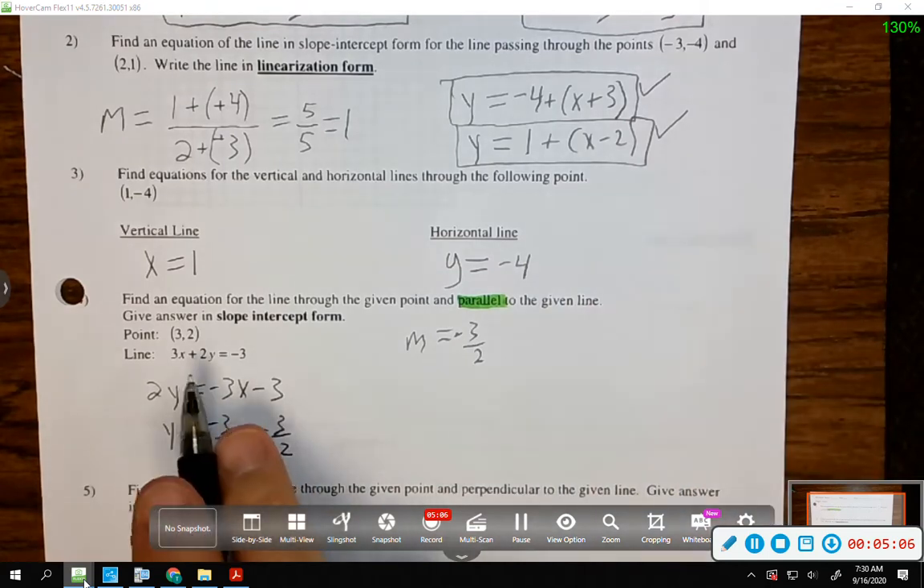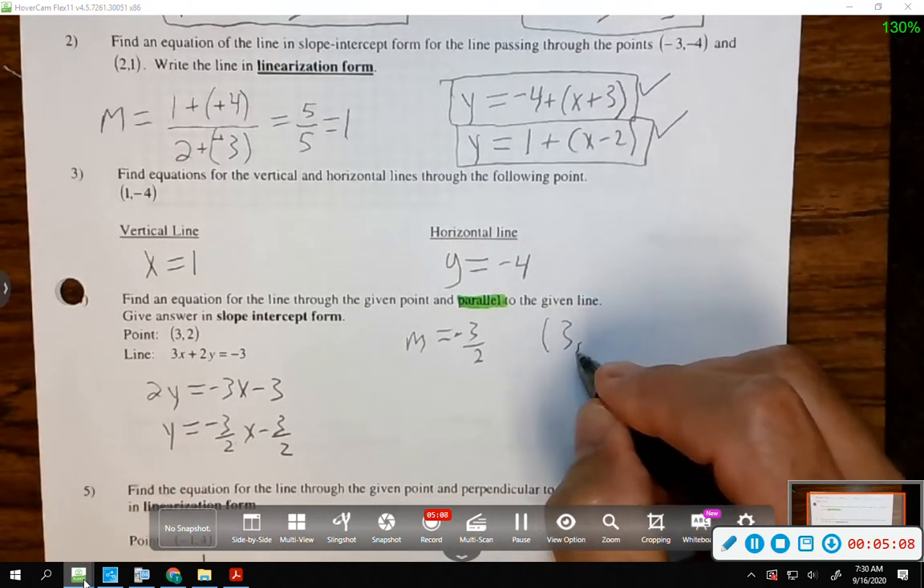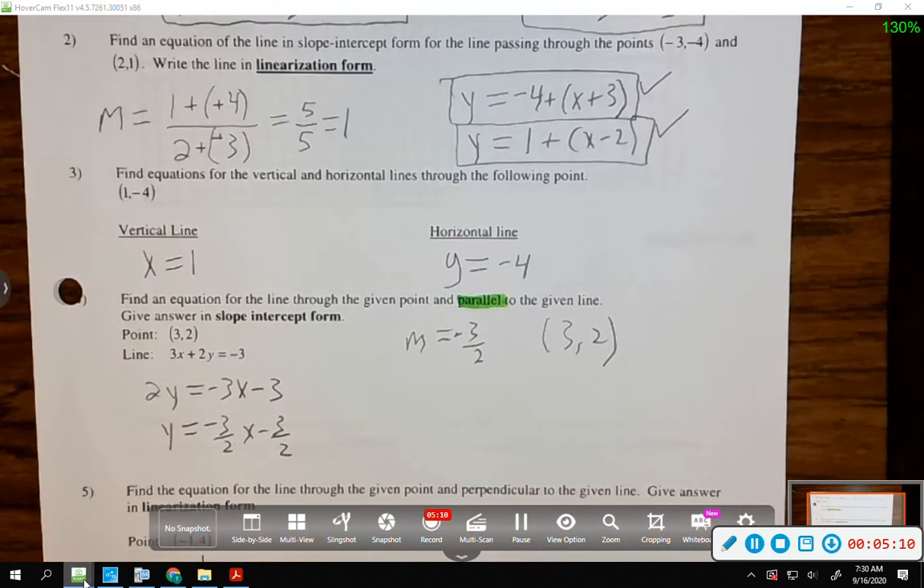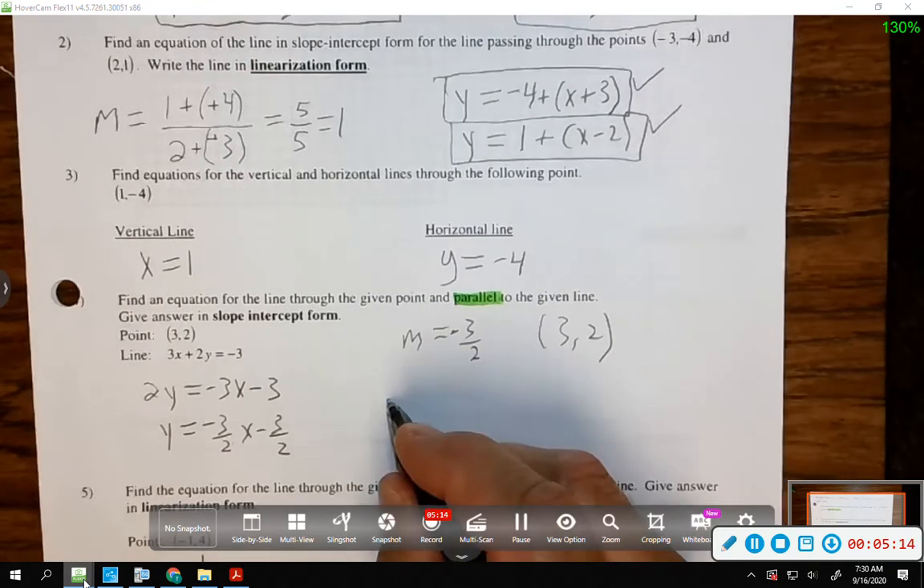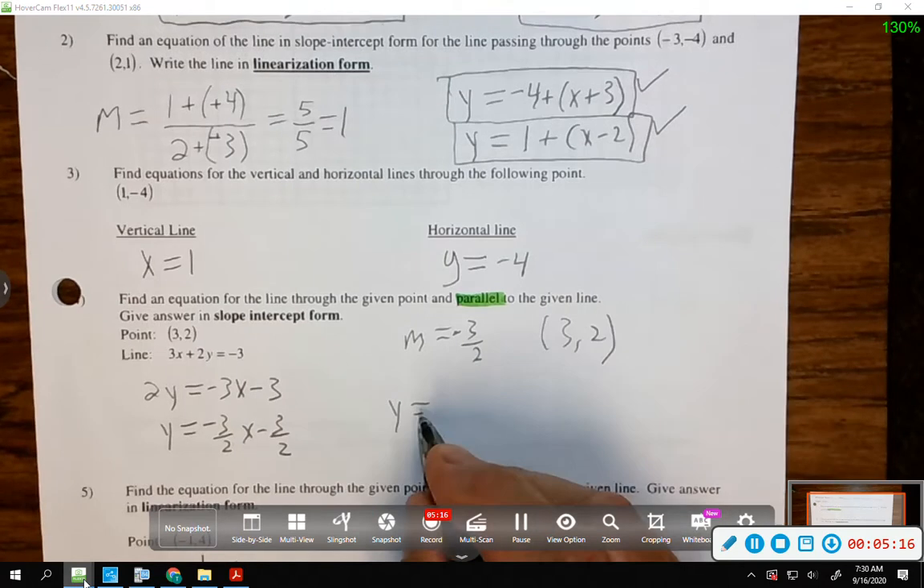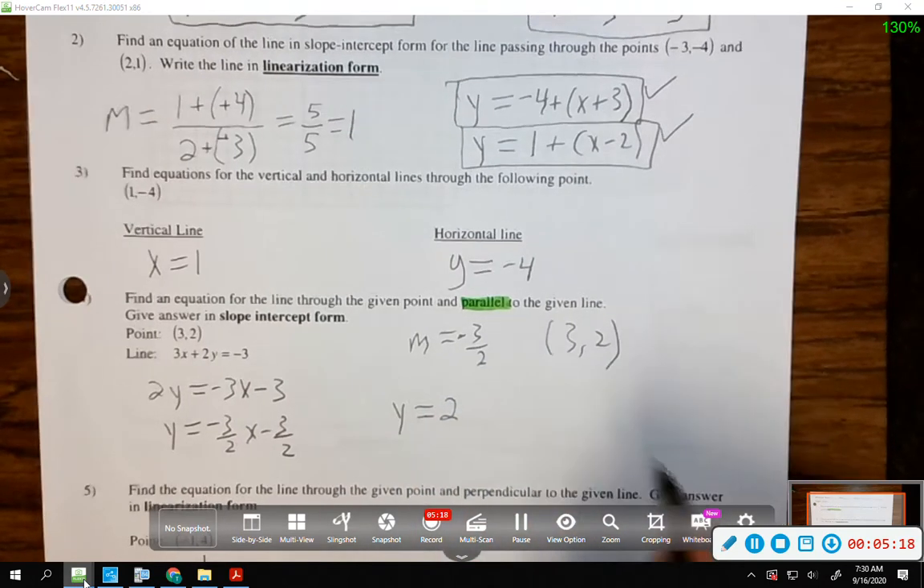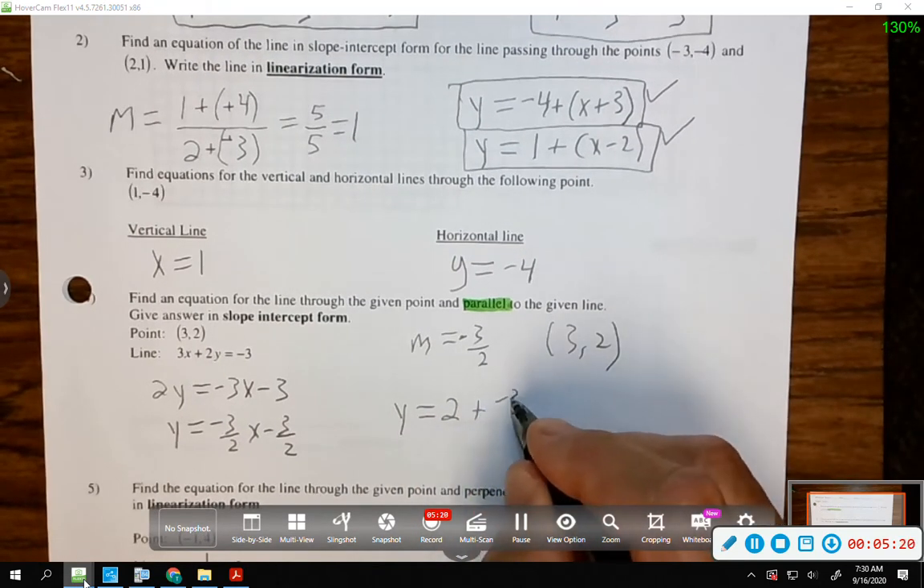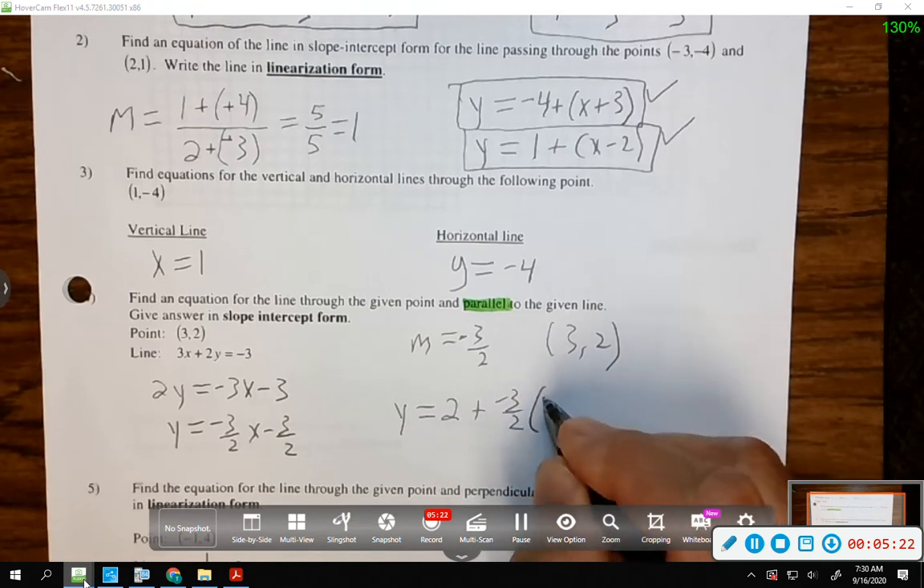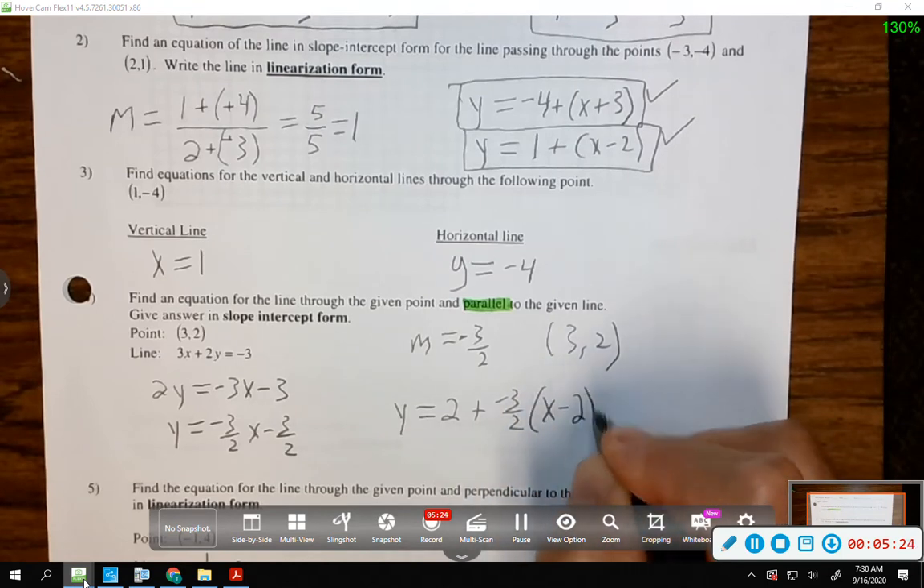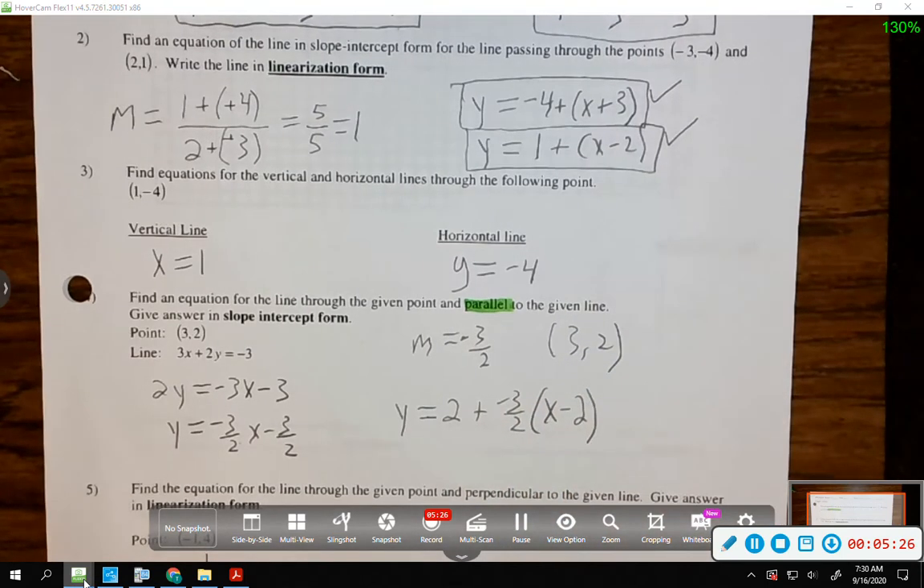And it's going through the point (3, 2). So we do the exact same thing we did in problems 1 and 2. y equals the y coordinate, which is 2, plus the slope, which is -3/2, times x minus the x coordinate. That is linearization form right there. If it said linearization, we would leave it.